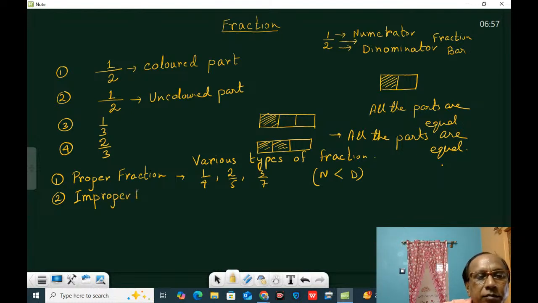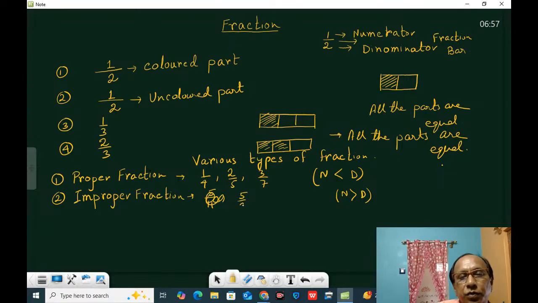Improper fractions are those fractions in which the numerator is greater than the denominator. You can write 5 by 11, or 5 by 2, or 7 by 3, or 5 by 3. You see, in all the cases, the numerator is greater. Therefore, these are known as improper fractions.